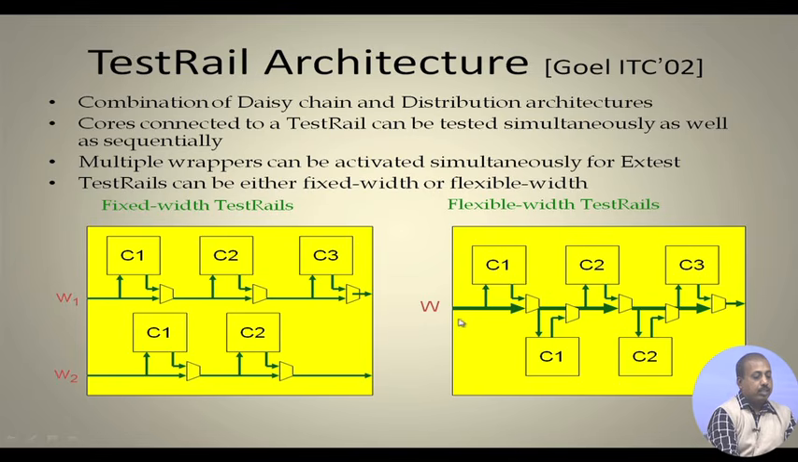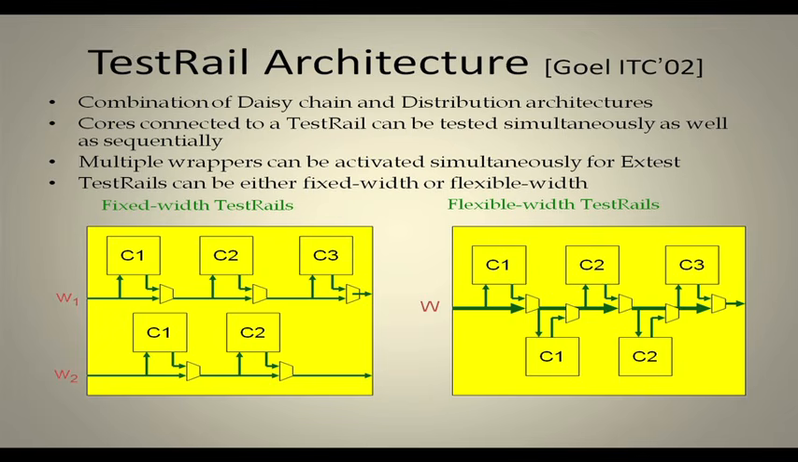On the other hand, in the second example, the width is not fixed. Initially the total W comes here, and out of that some part may be fed here. Maybe for C1 we have taken say W1 equal to 5. So 5 bits will be used for transferring test pattern to C1, and the remaining bits come here. Similarly for C2, we may require 10 bits in the wrapper. So the WPI lines for C2 may be 10, and we have 10 lines going from this W into C2.